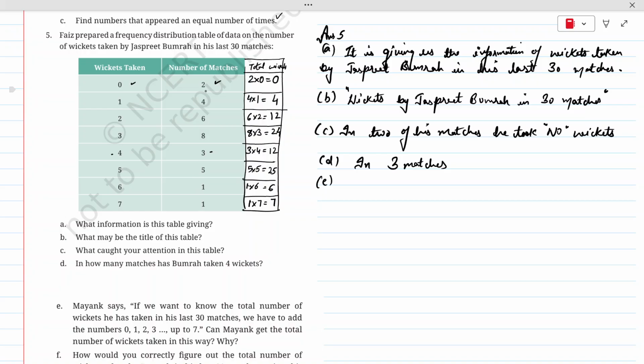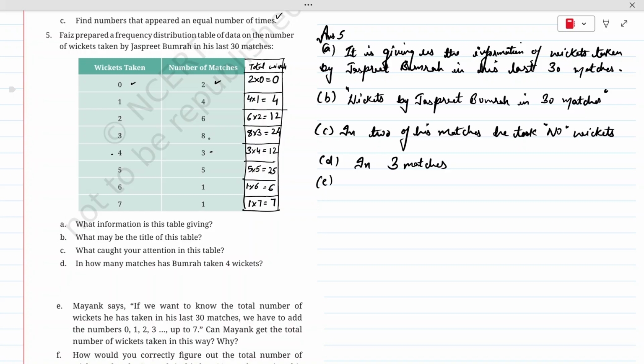Like in 2 matches he took 0, so this is 2 multiplied by 0 means 0. So in total 2 matches, total wickets he took is 0. In total 4 matches he took 4 wickets because it is 4 multiplied by 1. In total 6 matches he took 6 multiplied by 2 because it is 2 wickets per match. So this is 6 multiplied by 2, we will get 12.